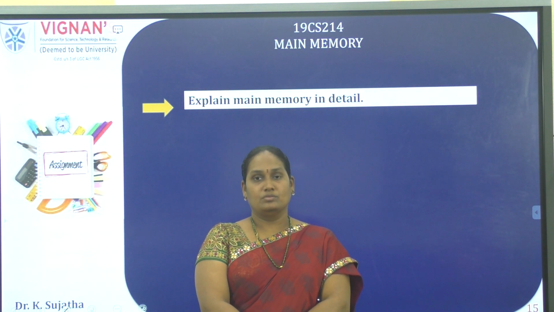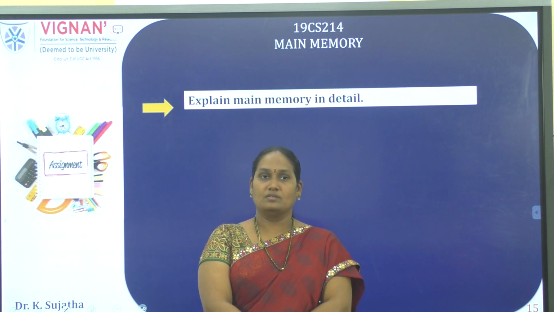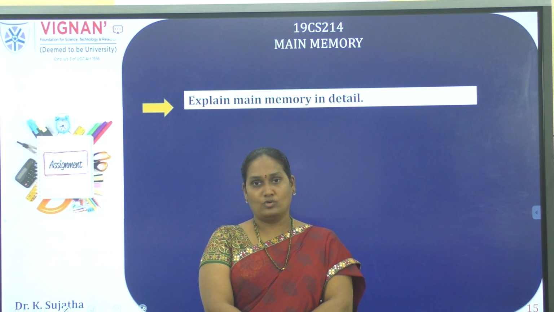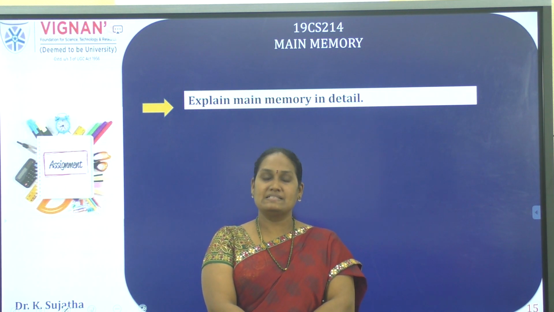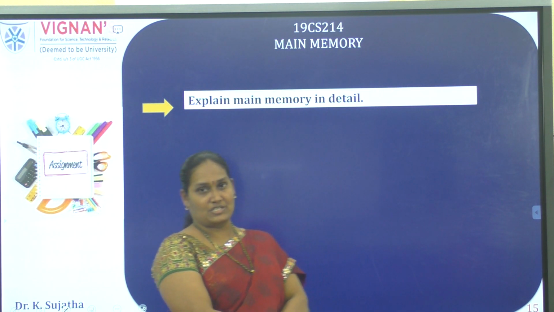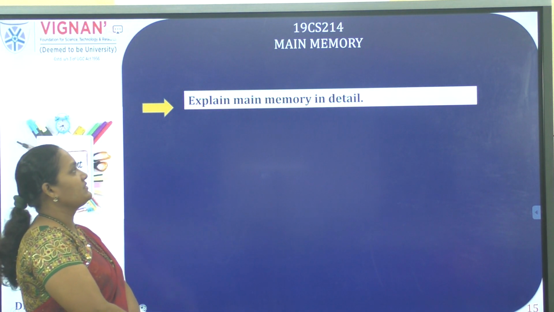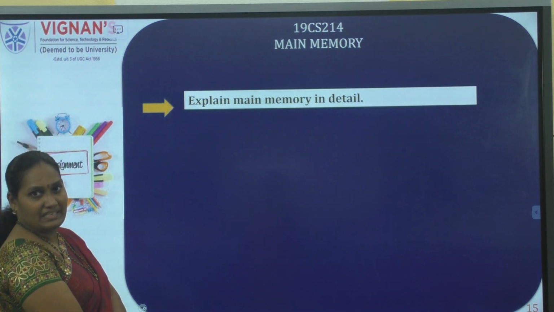So I'm going to revise the concepts we explained in this session. In this session, we discussed what main memory is, what the purpose of main memory is, how the main memory is constituted with RAM and ROM, what the RAM chip is, what the ROM chip is, and how RAM and ROM, that is main memory, are connected to the CPU. To assess yourself, I have given a question: explain main memory in detail.